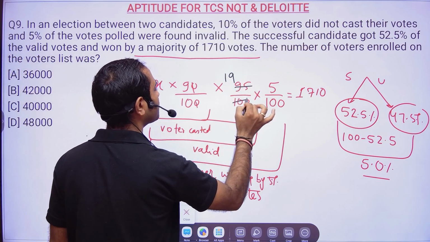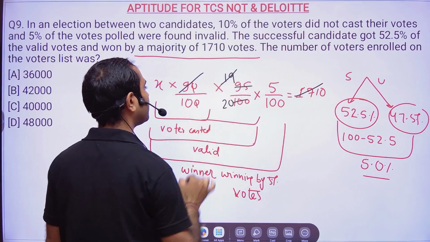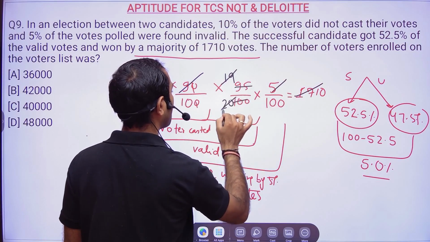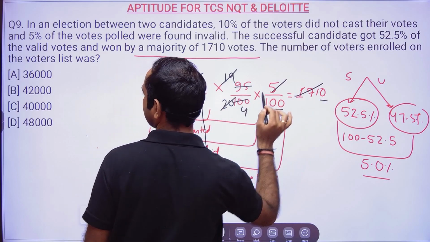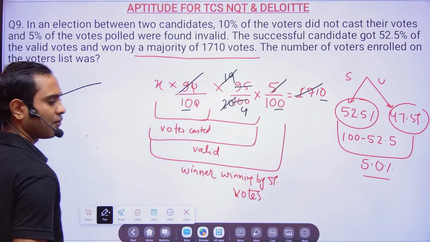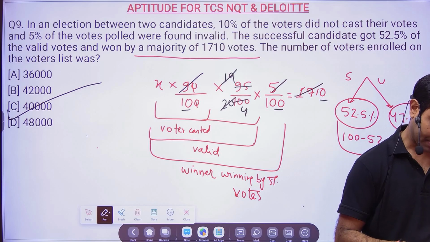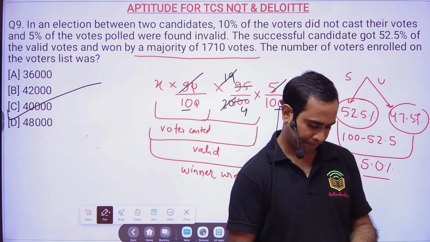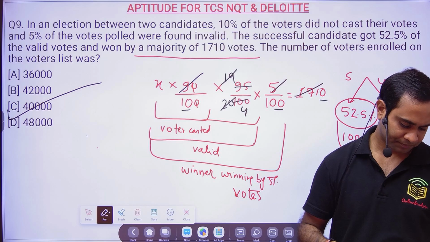19 5 times, 25 times. 19 into 9 is 171. Okay. And then 5 4 times. So 4 20 30 40. 40,000 is there? Yes. Option C, 40,000 is the correct answer for this particular problem. Right? Okay, so that is also great. We have done it.